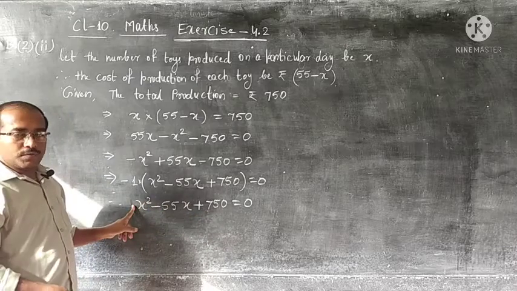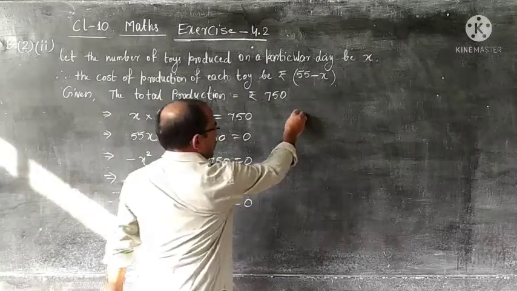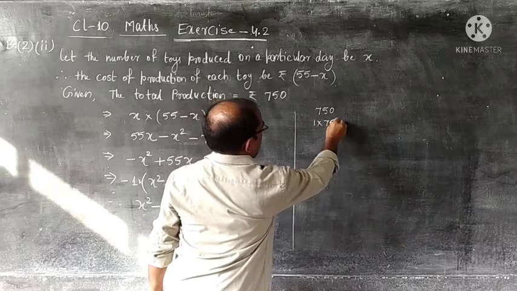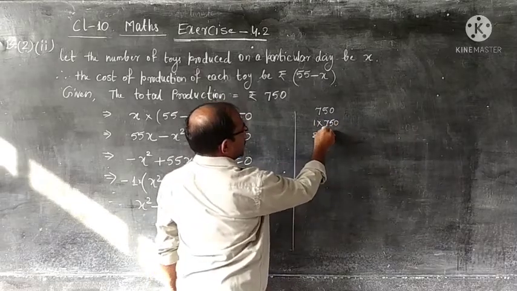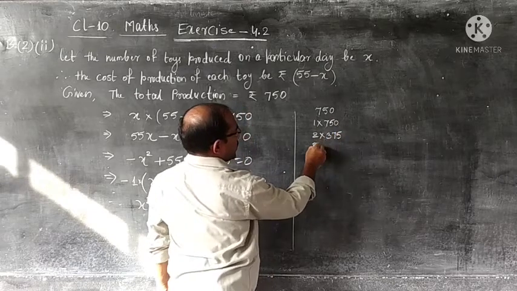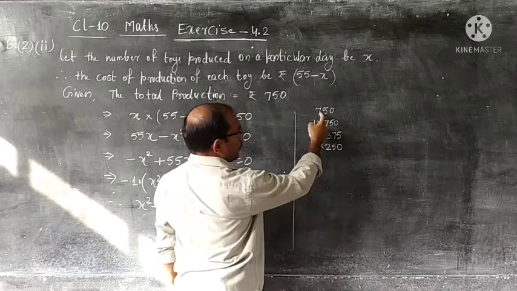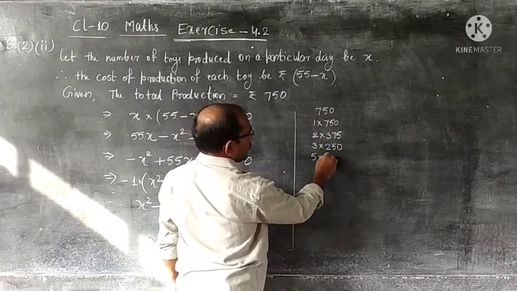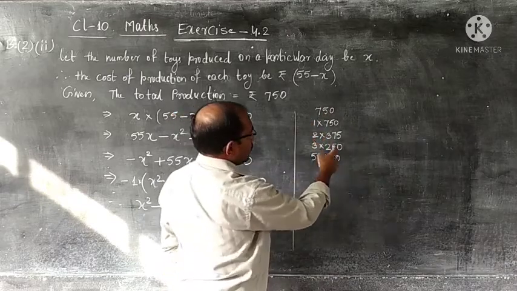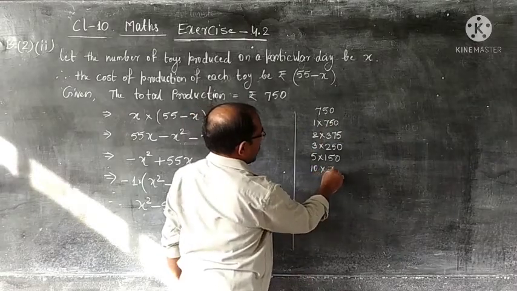We find here 1, the coefficient of x square, and 750. 750 into 1 we will get 750. Now the factors of 750. 750 is divisible by 1, by 2 also, and by 3 also. By 4 cannot. By 5, yes. By 6 cannot. 7 cannot. 8 cannot. 9 no. 10 yes, 10 into 75.